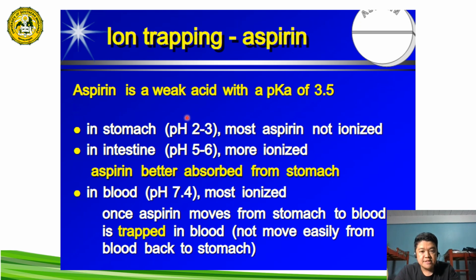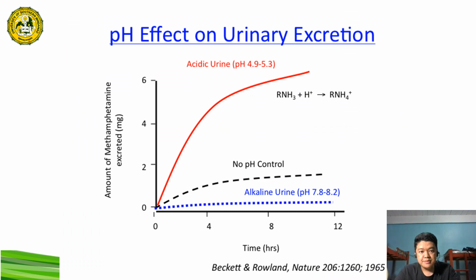So this slide here will also explain the same. We also used here aspirin, which is a weak acid drug. So in the stomach, the aspirin will be unionized, so it will be absorbed. In the intestine, it will be ionized. So in the blood, the aspirin will be most ionized. So once aspirin moves from the stomach to the blood, it will be trapped in the blood because it will be ionized in the blood.